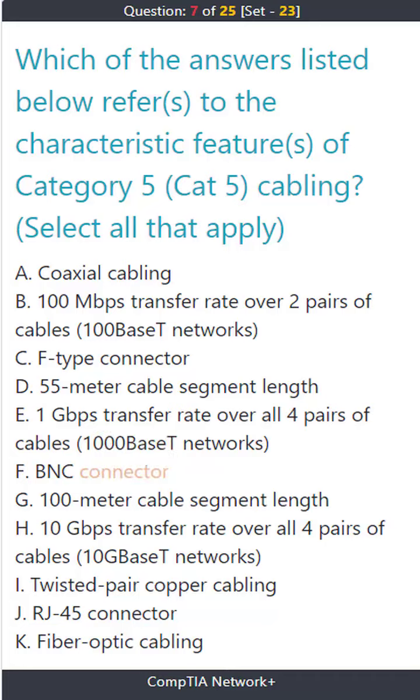F. BNC connector. G. 100 meter cable segment length. H. 10 Gbps transfer rate over all four pairs of cables, 10G base T networks. I. Twisted pair copper cabling. J. RJ45 connector. K. Fiber optic cabling.